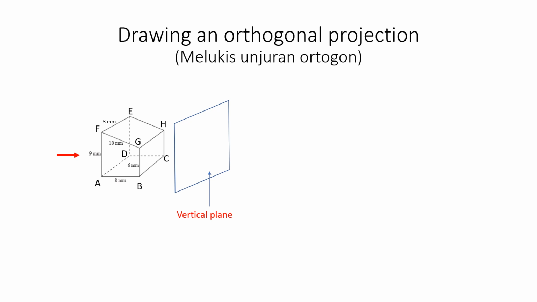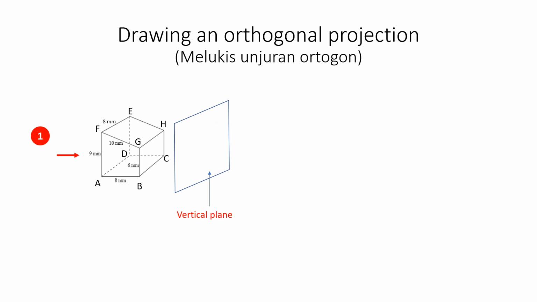How do you draw an orthogonal projection? Let's do it step by step. First step, you need to identify the type of plane and the direction in which the object should be projected. In this case, the viewing direction is from the side and the image should be projected on the vertical plane here.